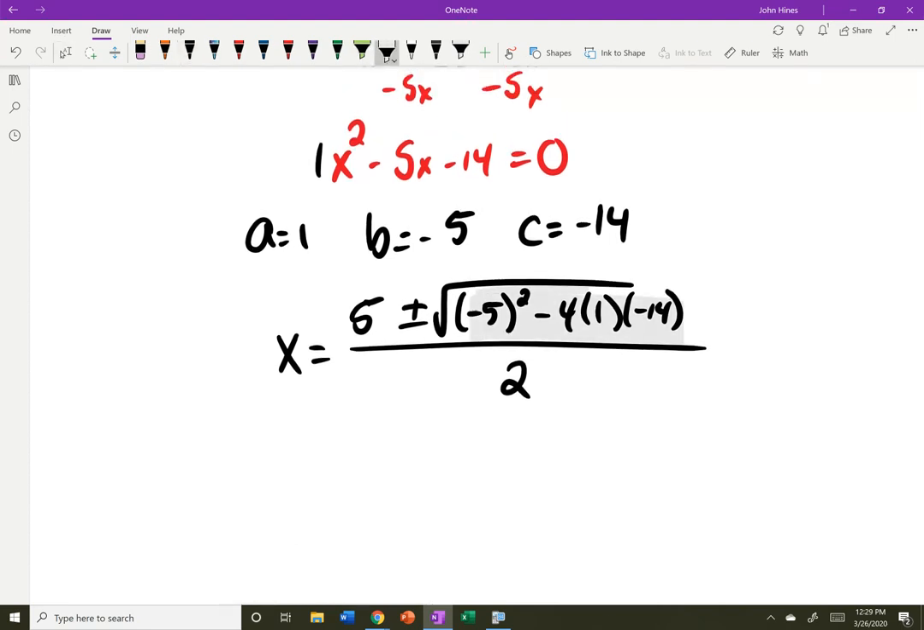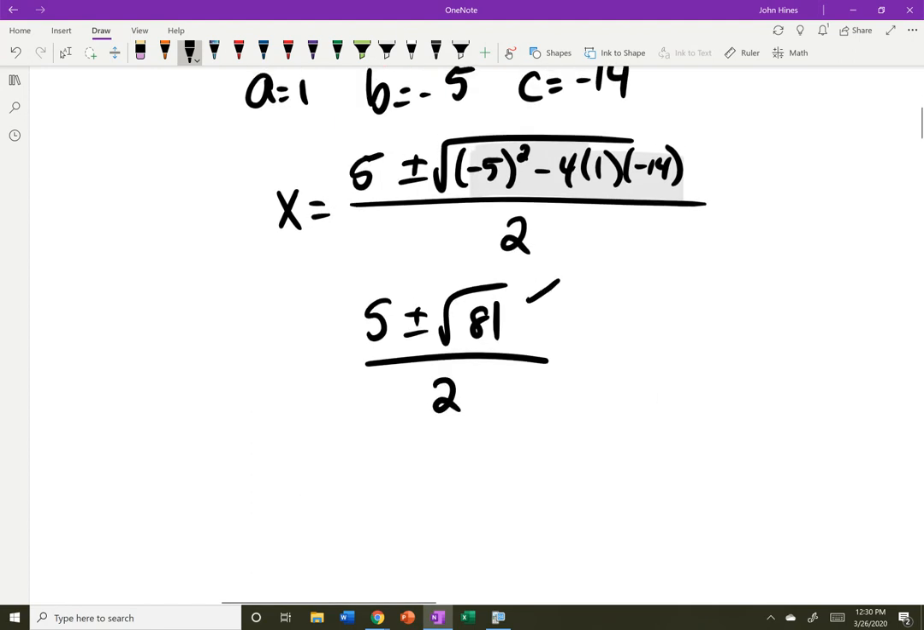Type what's under the radical into your calculator. So let's see what we got here. Negative 5 squared. Type in all at once. Minus 4 times 1 times negative 14. I got 81. Wait a minute. I like that I got 81 because I know what the square root of 81 is. That's a perfect square. So what that tells me is I probably should have done factoring instead of the quadratic formula, but that's okay because this gives me 5 plus, actually let me do one more step first.